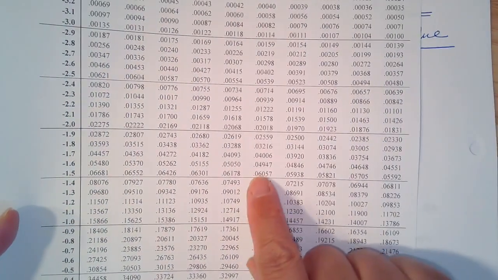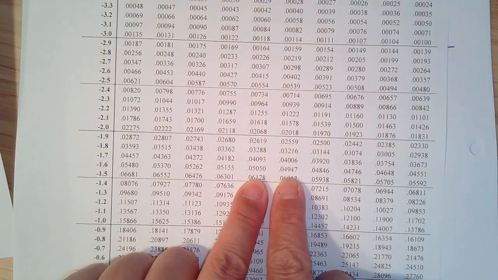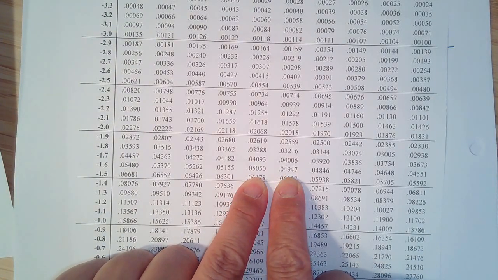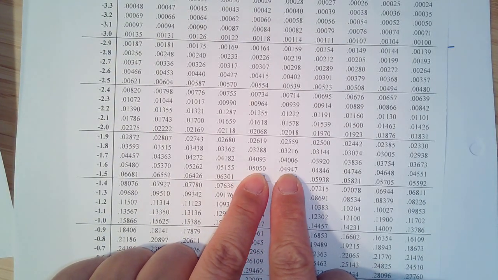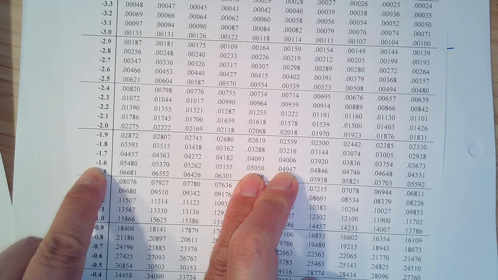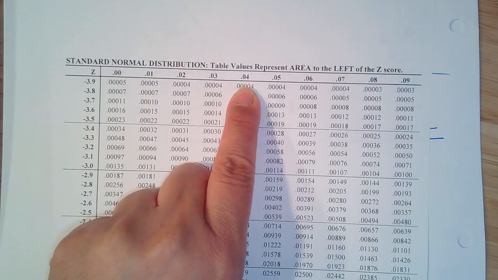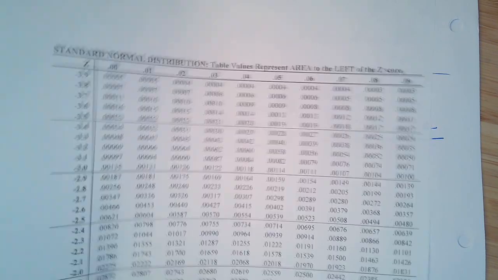0.05. Let's see, 0.49 here. Did you find this too? Okay, so that is a 0.5050, and here is a 0.4947. So 0.05 is kind of like in between these two. So I keep in mind here, that is negative 1.6. If you go up, it's a 0.04 and 0.05. So it's in the middle.